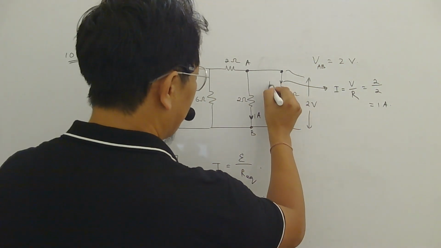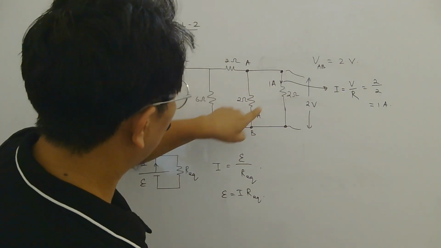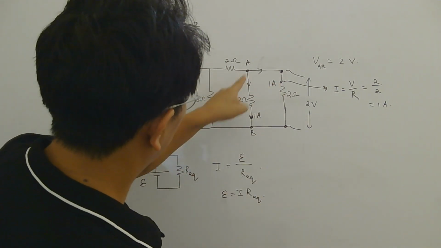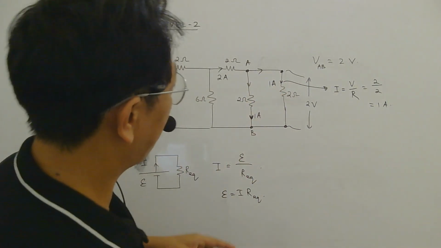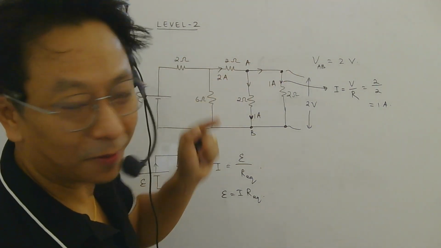So current here we found is 1 ampere. That means if this is 1 ampere, this is 1 ampere, that means here is 1 ampere, here is 1 ampere, right? 1 ampere, 1 ampere. So here current must be 2 ampere, isn't it? Because this 2 ampere will divide here 1 ampere, 1 ampere.